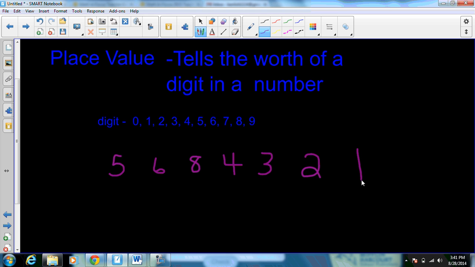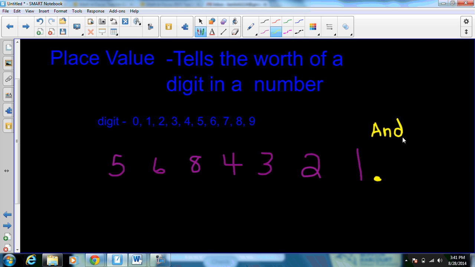Right now I just have the digits 5, 6, 8, 4, 3, 2, 1. But if I apply what I know about place value to each of the digits, I'll know how much each one is worth. In a place value chart, there's a decimal to the right of every whole number. So every place value chart has a decimal, or what I like to call the AND column. This is where you say AND in a number.